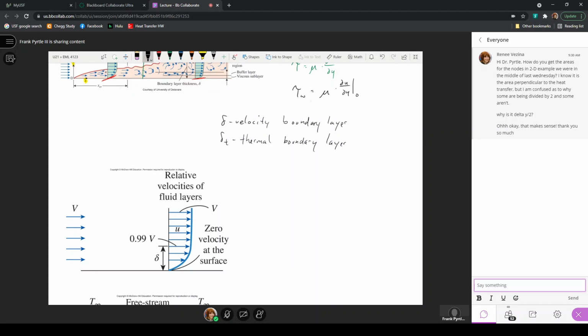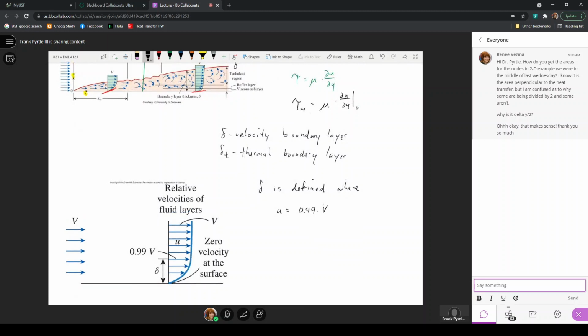So when we consider where it is, delta is defined where u is equal to 0.99 of V, where V is the free stream velocity.